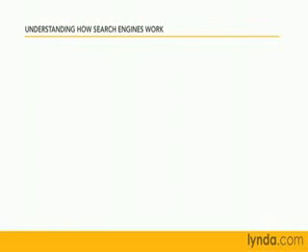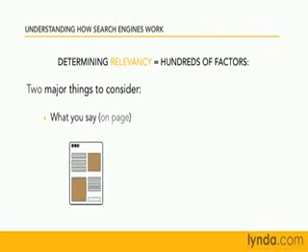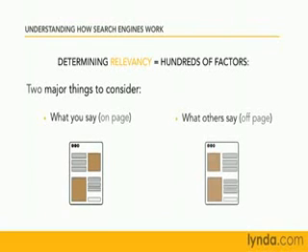In essence, the hundreds of factors that go into the relevancy algorithm boil down to two major things: what you say about yourself and what others say about you. What you say about yourself on the page is basically the words or the copy that you write. The internet is mostly a word-based medium, and every single page has a story to tell. Each page's story helps the search engines understand what it should be considered relevant for.